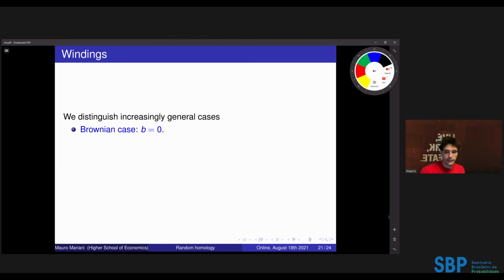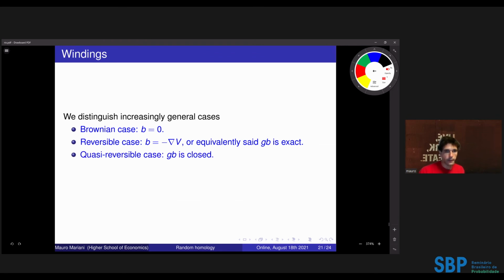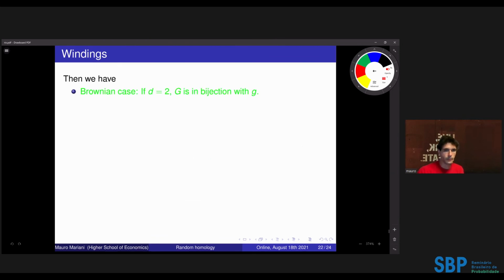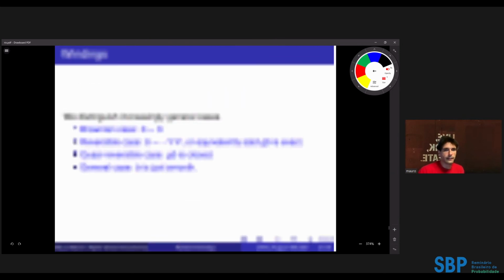We distinguish some cases in increasing generality. So the Brownian case is when the drift is 0. The reversible case is when the drift is a gradient, or better said here, gB is an exact form. g was the Riemannian tensor. Then I call the quasi-reversible case when gB is a closed form. So not exact, but closed. And then there is the general case, B is just smooth. And so here are the results.